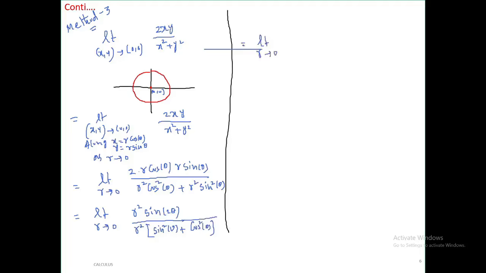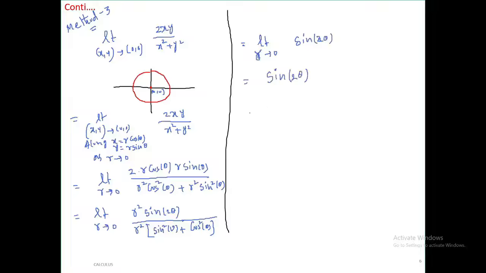So finally you will get the limit value as, limit r is reaching to 0. What is the integrand now? The integrand is r square. So r square is out. Only sin 2 theta I will get. There is no r term, so it will be like a constant sin 2 theta. Therefore the answer is sin 2 theta.